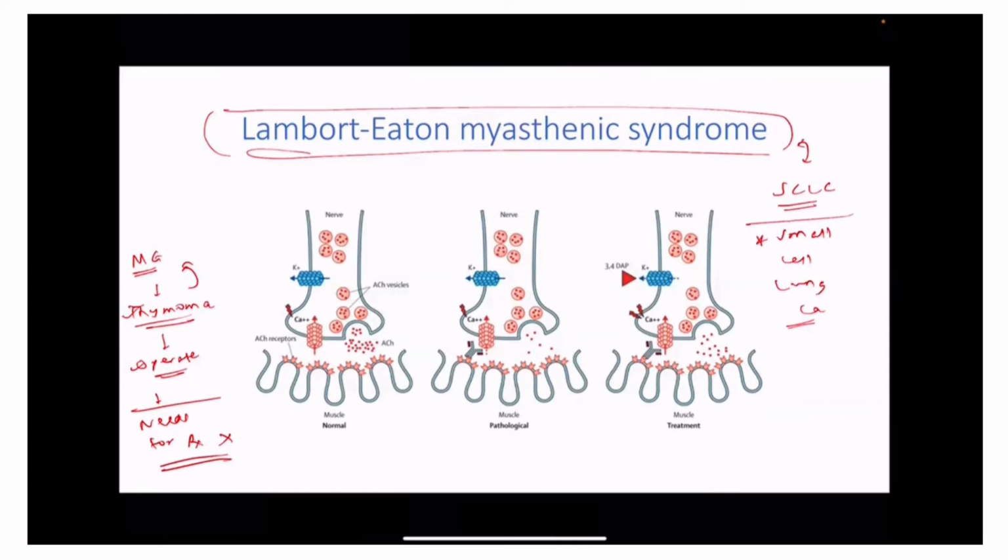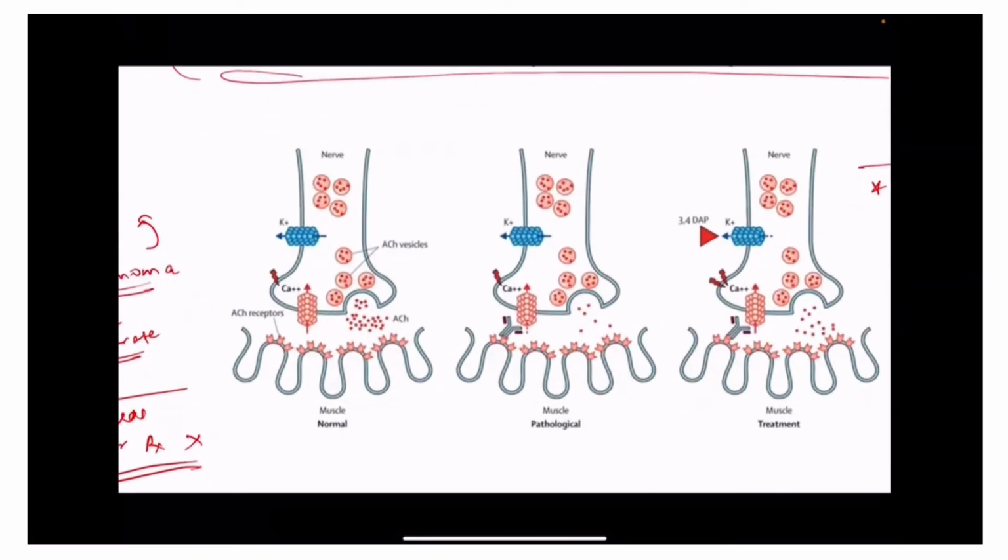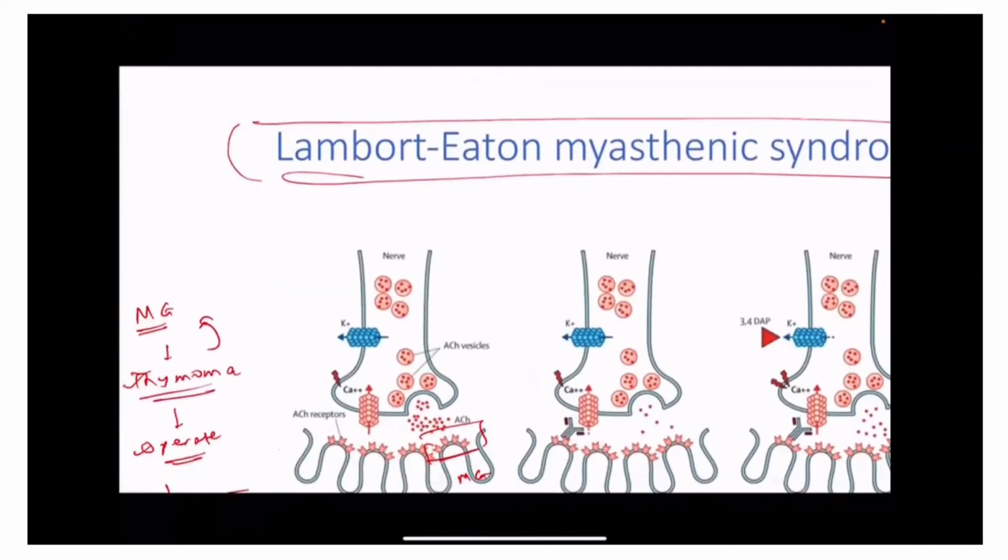Now, a very, very important thing to know is what happens at the molecular level. As we know, in myasthenia gravis, antibodies were getting formed against the acetylcholine receptors. Whereas in Lambert-Eaton syndrome, antibodies are formed against calcium channels, also known as your voltage-gated calcium channels.